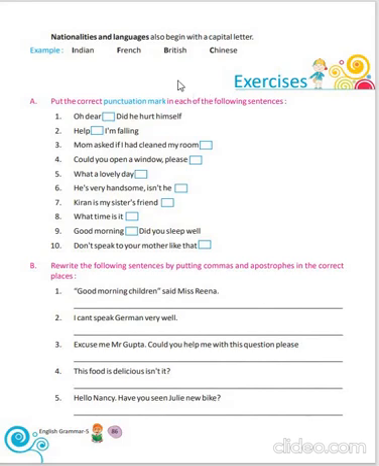Now, let's come to the exercise. In A, you have to put the correct punctuation mark in each of the following sentences. This one you have to do yourself. Now come to B. In this, you have to write the following sentences by putting commas and apostrophes in the correct place. This one also you have to do yourself.